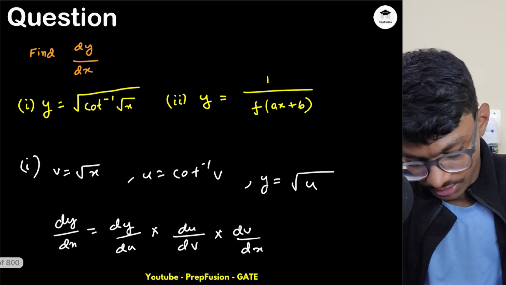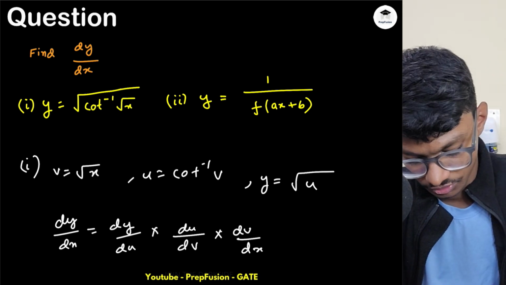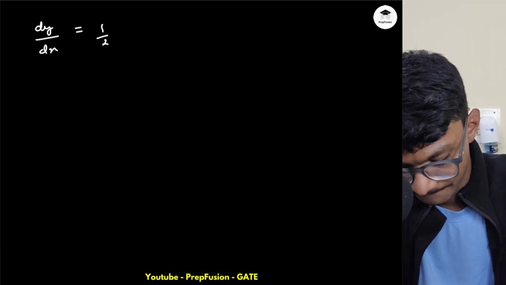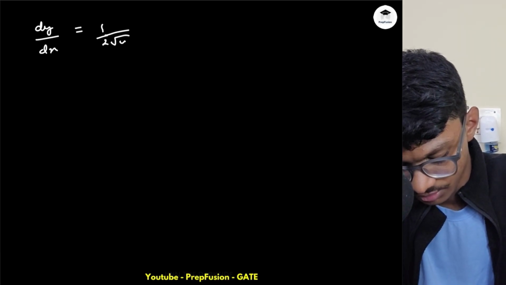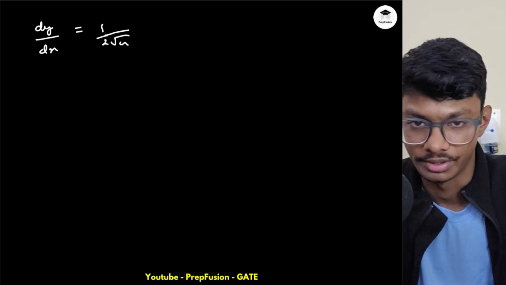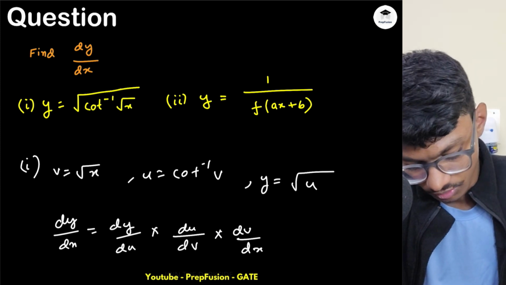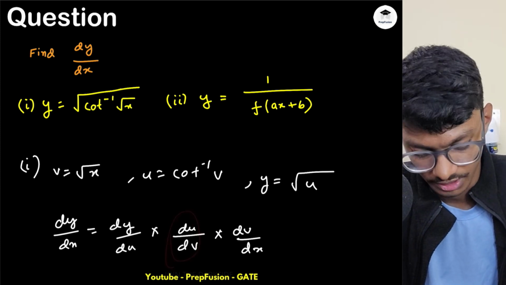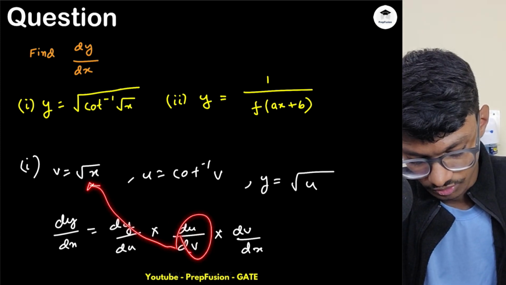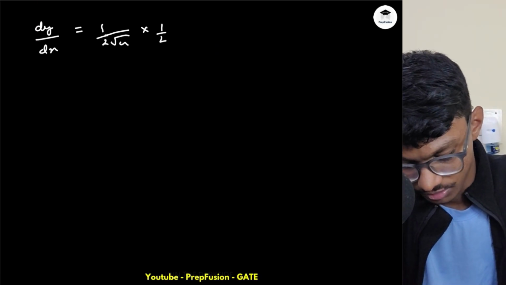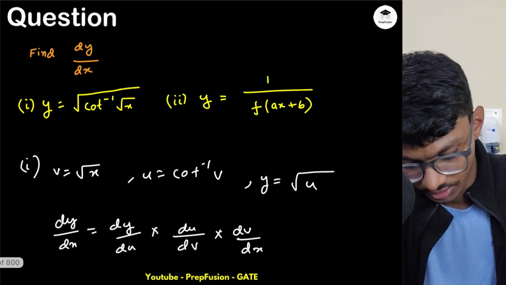So this is dy upon du. If I have dy upon du, this will be simply 1 by 2 by under root u, right? So u comes in the denominator, u raised to power minus 1 by 2. Now what is this? This is du upon dv.